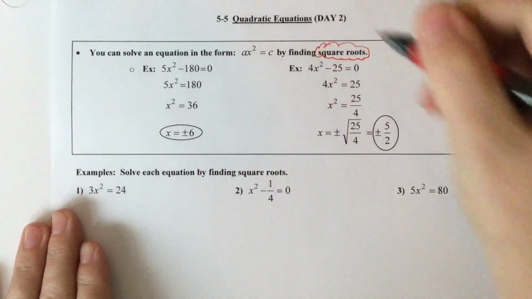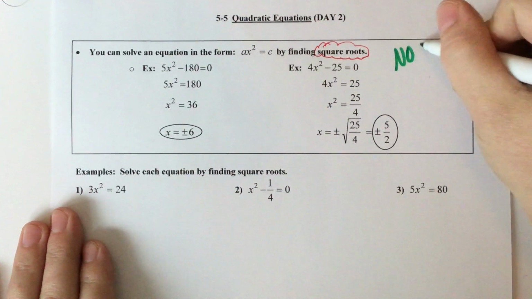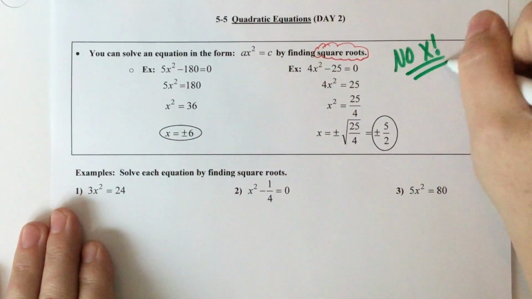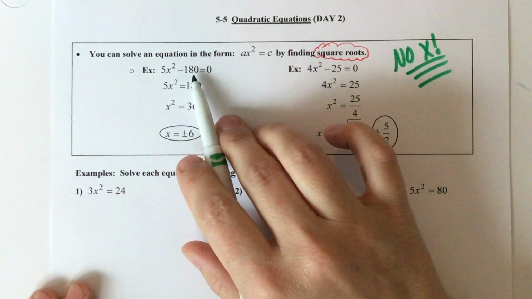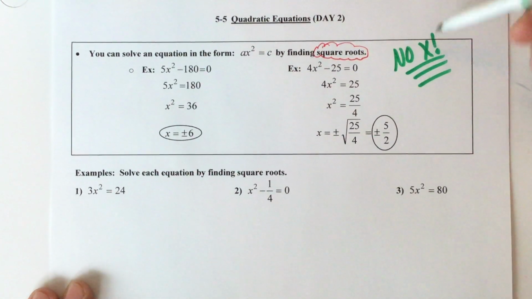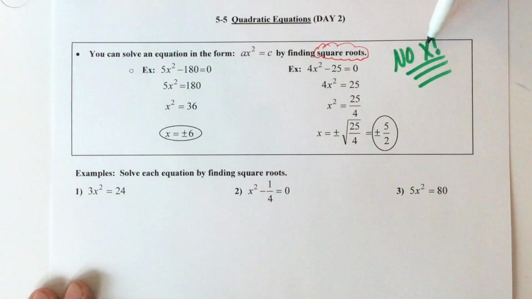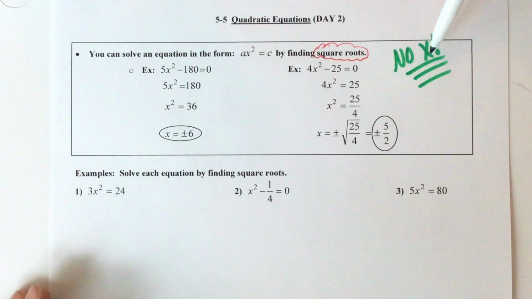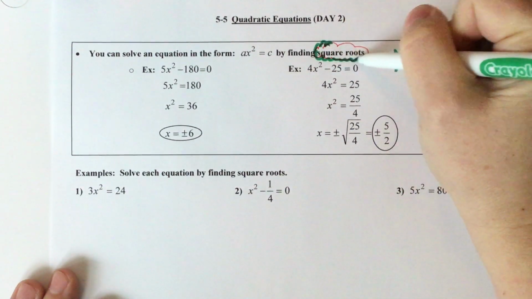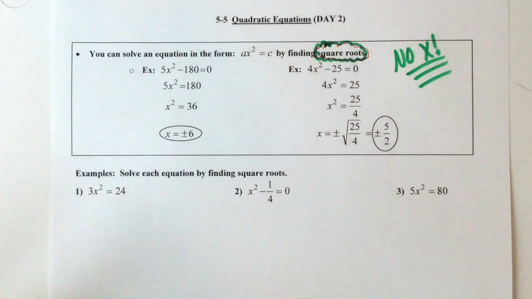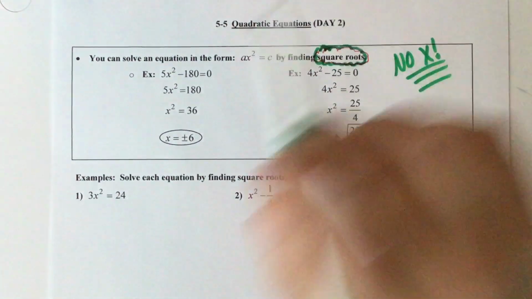Now, the square root method only works if there is no x in the problem. So there can be an x squared and there can be a constant, but there can't be an x. So this one has an x squared and it has a constant, but it has no x. So as long as there's no x in the problem, then we can do this method called the square root method.